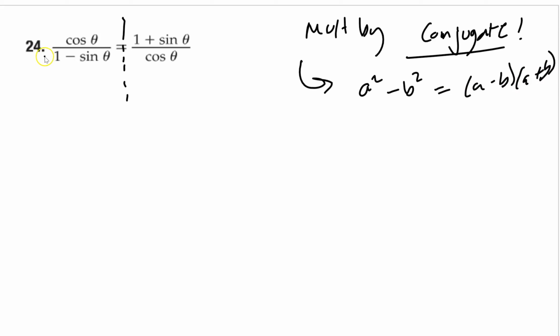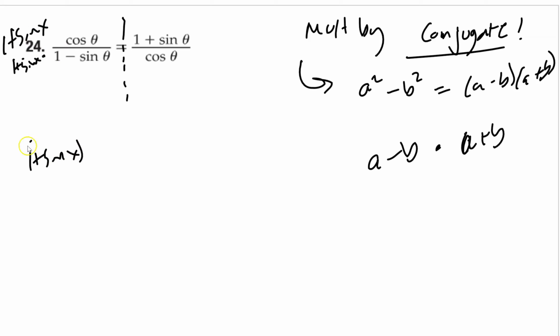So on this side, let's multiply by the conjugate, 1 plus sine. Remember, conjugate is just when you switch the middle sign. So if you have this, multiply it by this. And that creates the difference of 2 squares. So on top here, I'm going to have 1 plus sine x, cosine theta, all over. Now, if we multiply 1 plus sine x times 1 minus sine x, we're going to get 1 minus sine squared x.